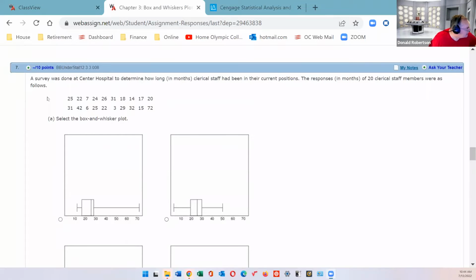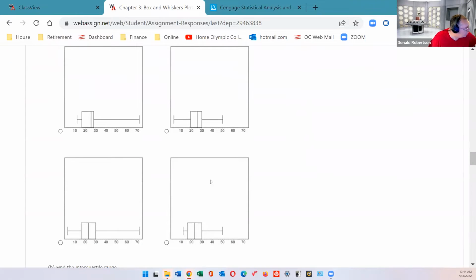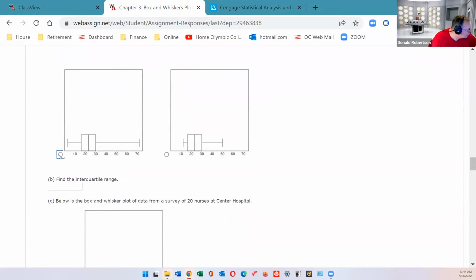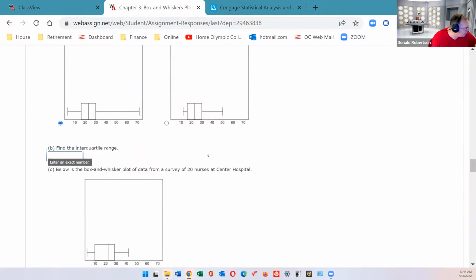Right, here is your data. You plug it into your TI-84. Won't one of these pictures be the right one? And you'll figure it out by looking. And let's pretend it's that one. And you can get into quartile range.